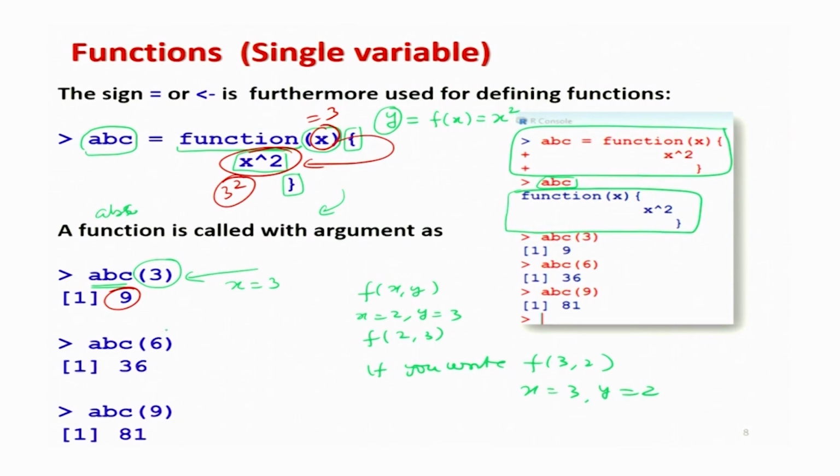Similarly, if you want to execute this function for x equal to 6, simply write ABC with 6 inside the parenthesis, and then it will give you the value 6 square. And similarly, if you want to execute ABC(9), that means x equal to 9, the outcome is going to be 9 square, which is 81. So, you can see that if you want to deal with single variables in the function, it is very simple, and now instead of x square you can write whatever you want to do.